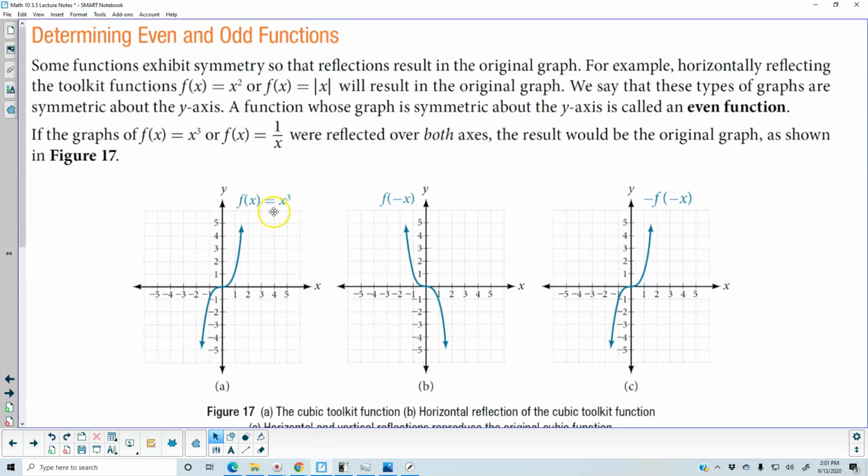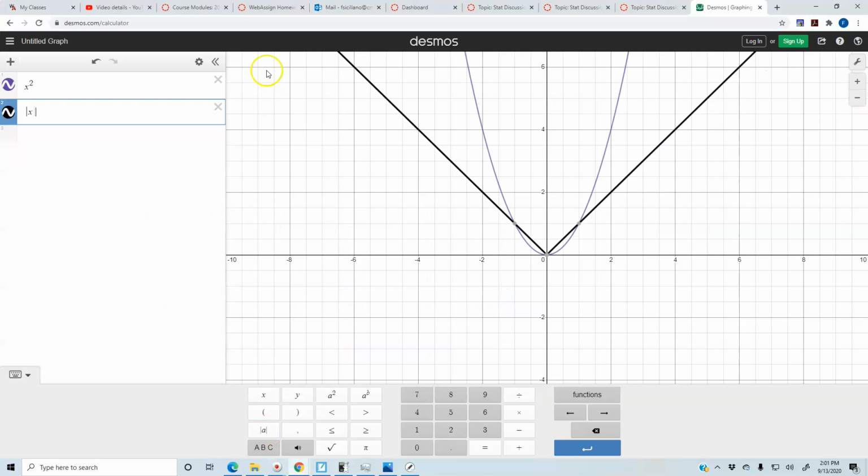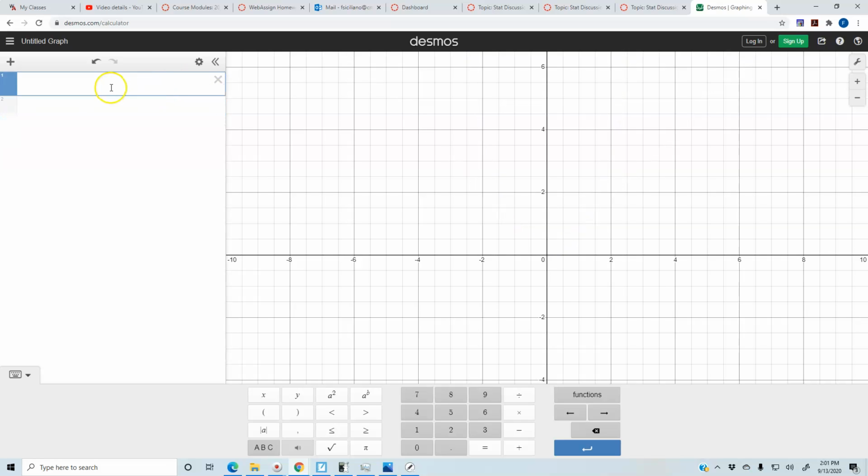So let's take a look at these graphs on Desmos. If we take a look at x cubed, what it's saying here is that if you rotated this graph around the origin, meaning the middle, in a clockwise direction, you're going to end up in the same spot. So that means you're rotating it around the origin.